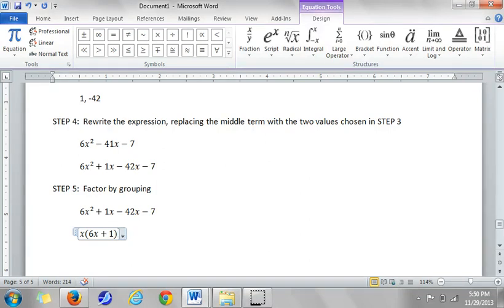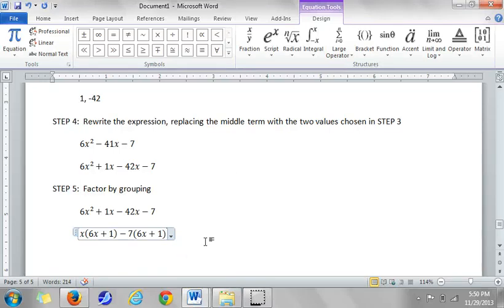Now with my second group, negative 42x minus 7, I can factor a negative 7 from both of those terms, but they don't have any variables in common, so I can't factor out any x's. If I divide both those terms by negative 7, then I end up with 6x for my first term and a positive 1 for my second term. And again, I can redistribute to make sure. Negative 7 times 6x gives me negative 42x. Negative 7 times 1 gives me negative 7.